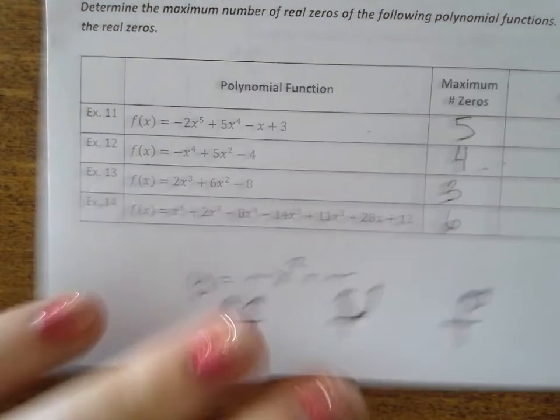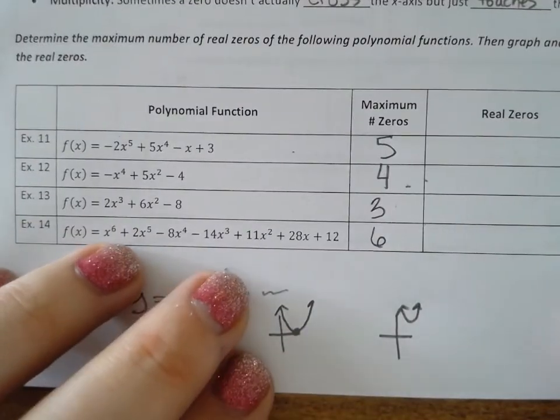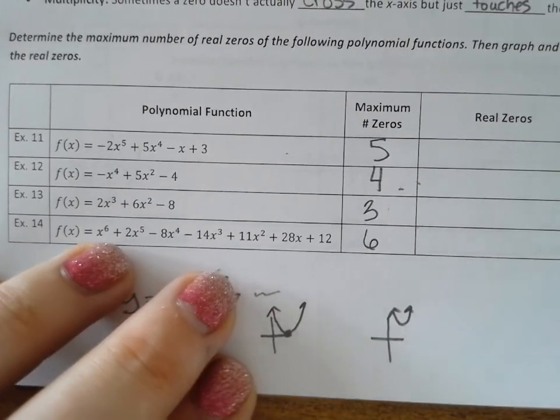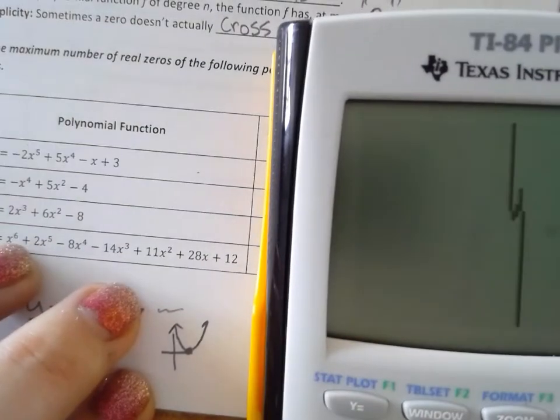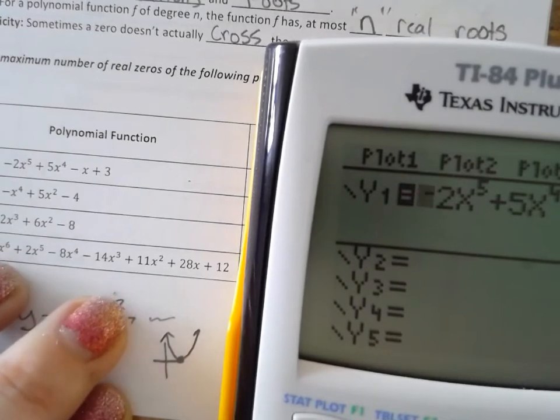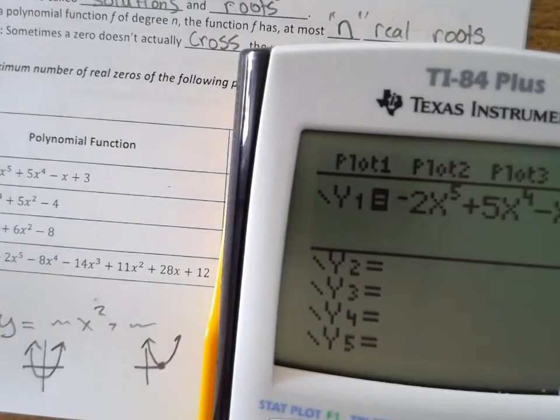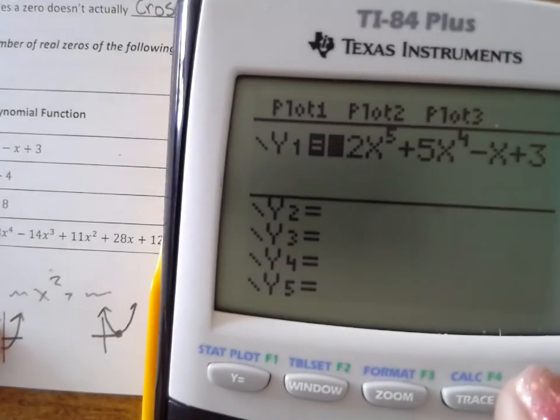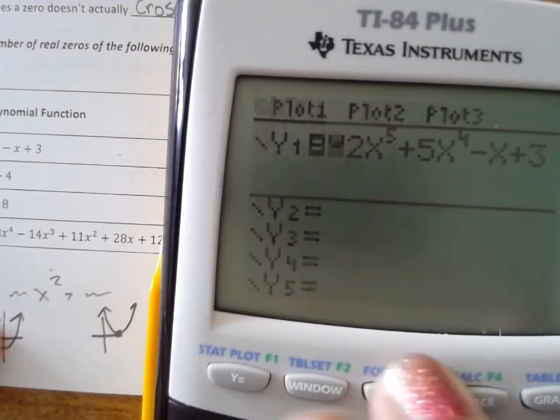Okay. But we need to find the actual real zeros. So let's go ahead and graph number 11. It should be the last function that you put into your calculator. It's the same functions from above. Now we're finding the zeros. So when I graph this, I am going to go back to Zoom 6.